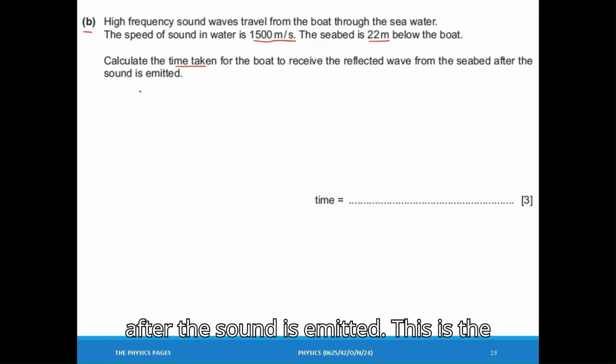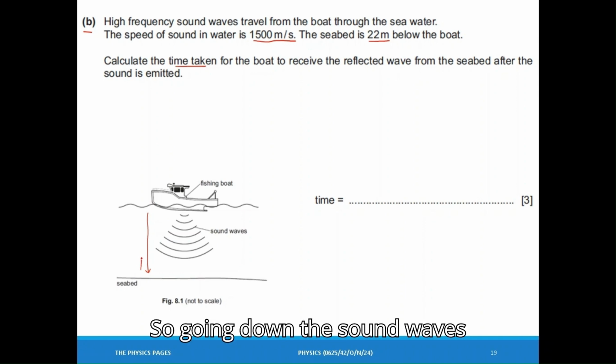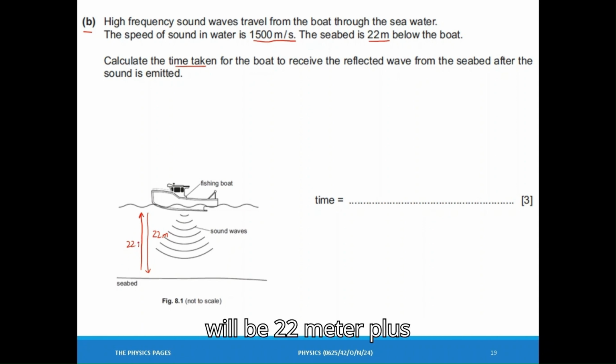After the sound is emitted, this is the situation. The sound waves are going towards the seabed, and then the echo moves back to the boat. So, moving towards the seabed, the sound waves cover a 22-meter distance, and after reflecting back, another 22 meters. So, the total distance traveled by the sound waves is 22 meters plus another 22 meters, which is 44 meters.